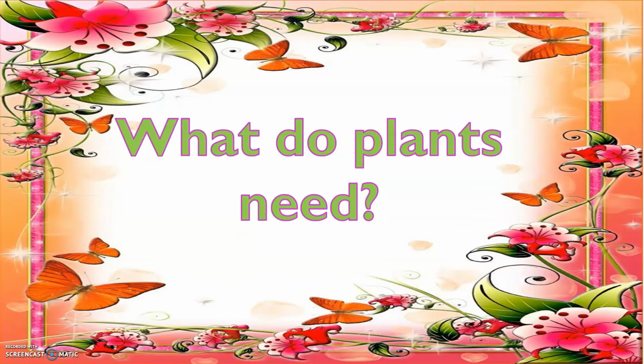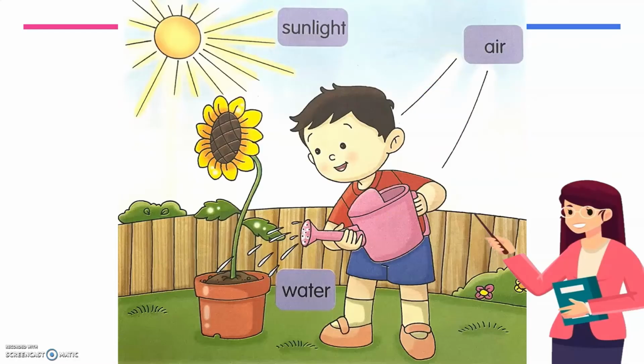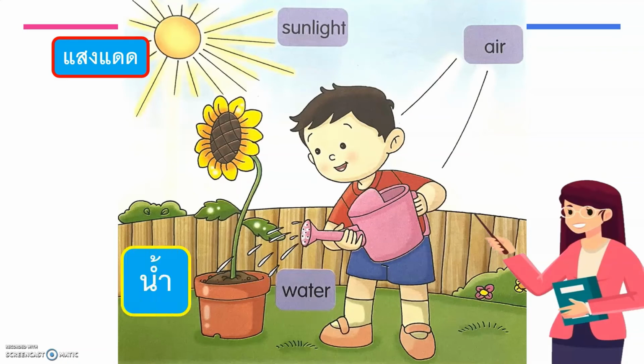What do plants need? Sunlight, water, and air.